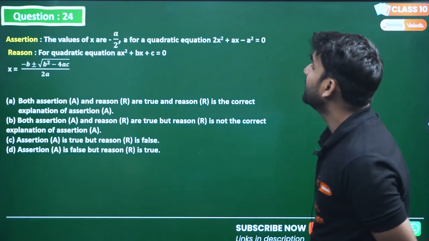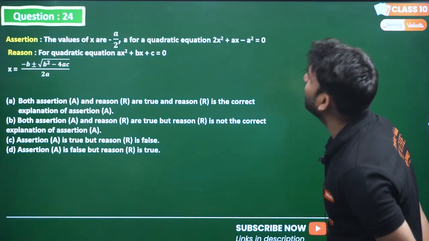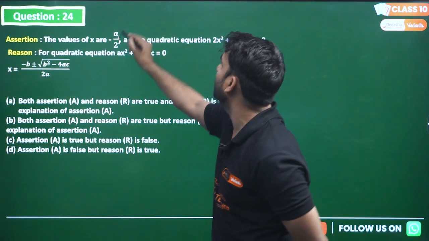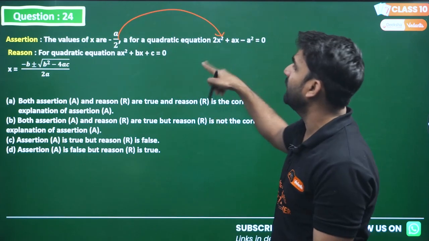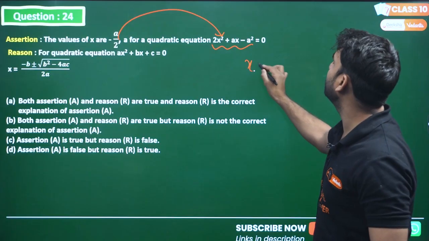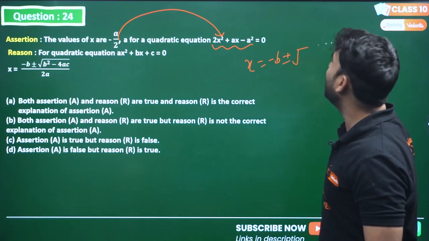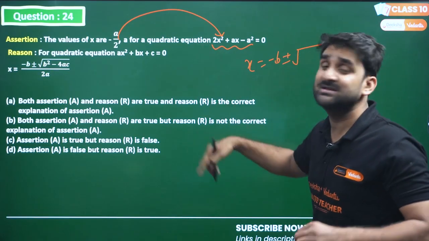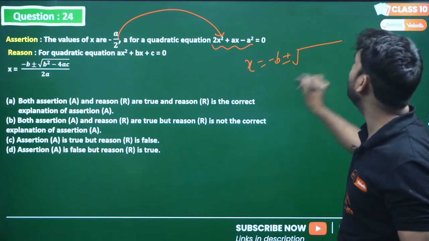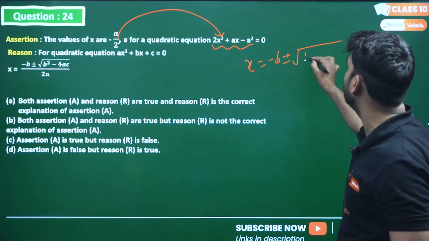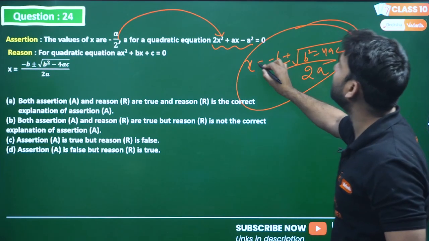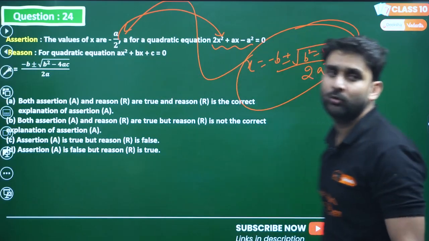Question number 24, the value of x is minus a by 2 for a quadratic equation. If the value of x is minus a by 2, it will satisfy the equation. Now put the value and check the zeros. You can also find the zeros of this equation using the quadratic formula, to make sure the given statement is correct or not. So we can use the formula minus b plus minus under root b square minus 4ac by 2a. Use this formula and find out whether x is coming equal to this or not.